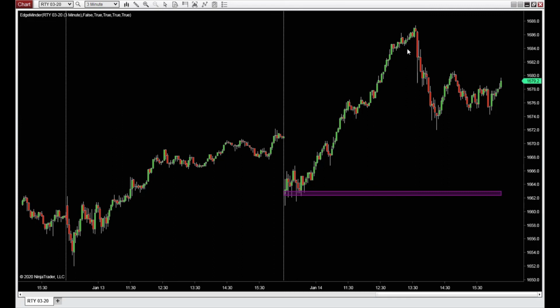And so instead of losing money fighting the market, you can simply wait and then pick your spot. And that's really the advantage that EdgeMinder provides: it helps you pick your spot, and it helps you do it each and every day.